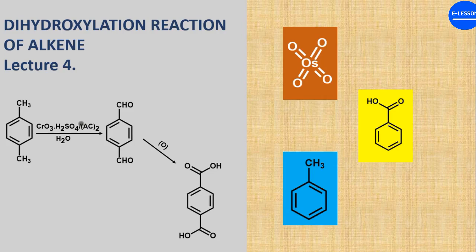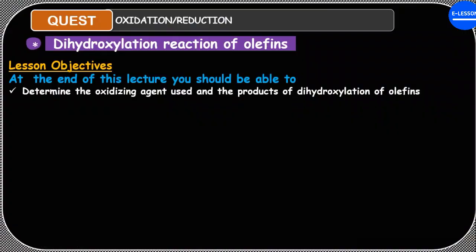Hey guys, in this lecture we are going to look at the hydroxylation reactions of alkenes, and this will be lecture 4 of our oxidation lecture series. Now let us look at the objective of this lecture. At the end of this lecture you should be able to determine the oxidizing agent used and the product of dihydroxylations of olefins. The olefins are also called alkenes.